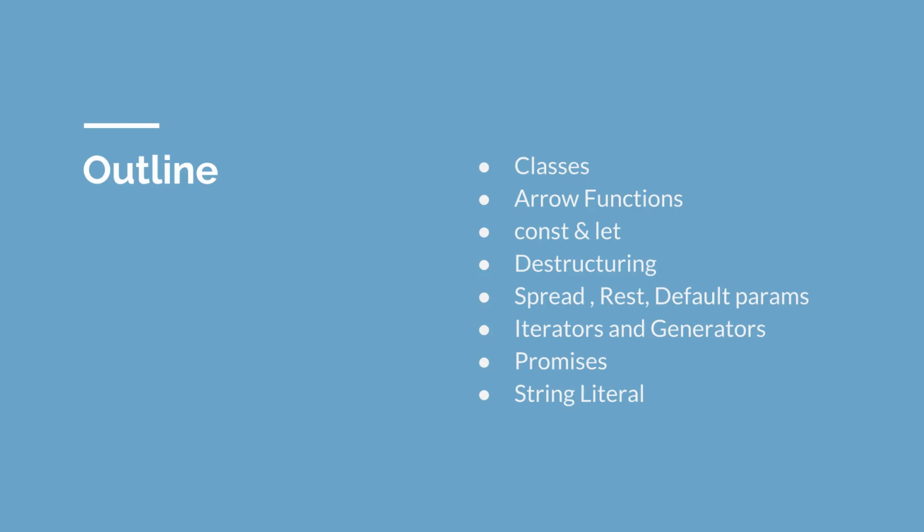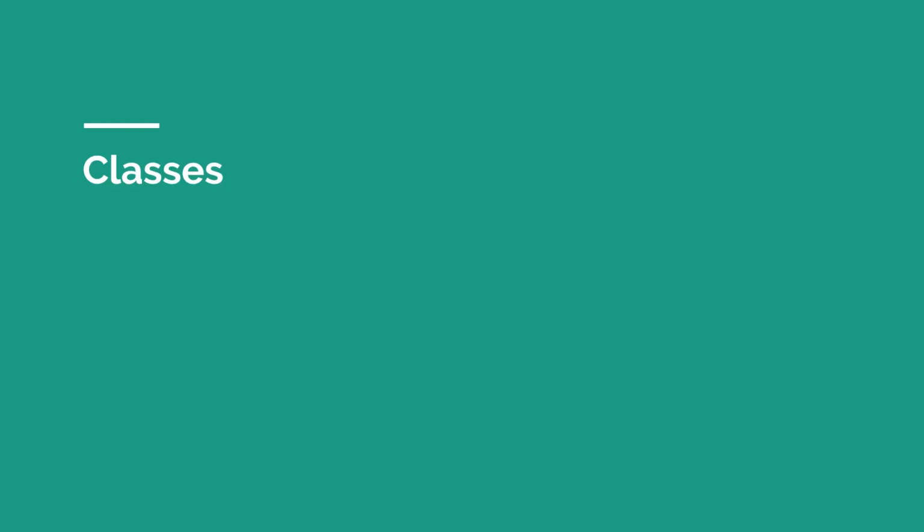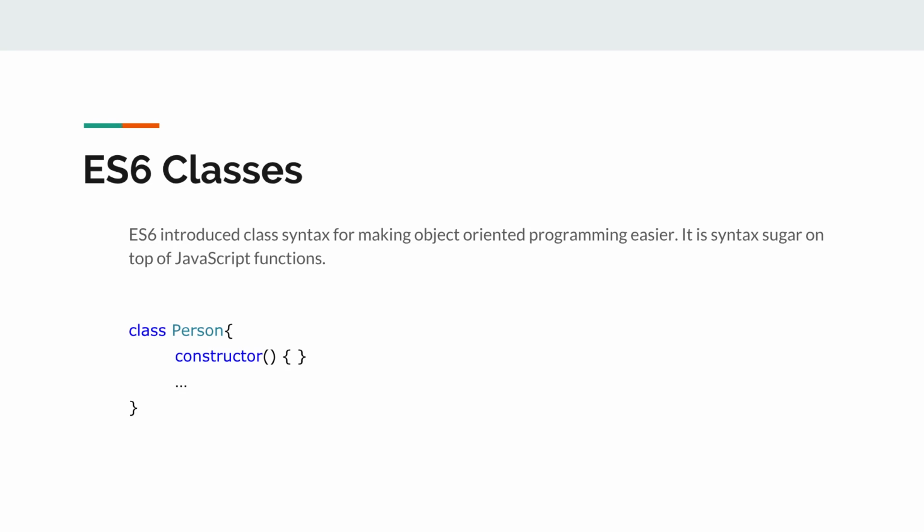So let's get started. First, we'll get started with classes. ES6 introduced class syntax which made writing object-oriented programs easier. ES6 classes are just syntax sugar on top of prototypes, JavaScript's prototype-based inheritance. You can write an ES6 class using syntax like class, space, class name, curly bracket start. Then you can write your constructor where you can write all your initialization logic, and then you can write all your methods. So let's write actual code.